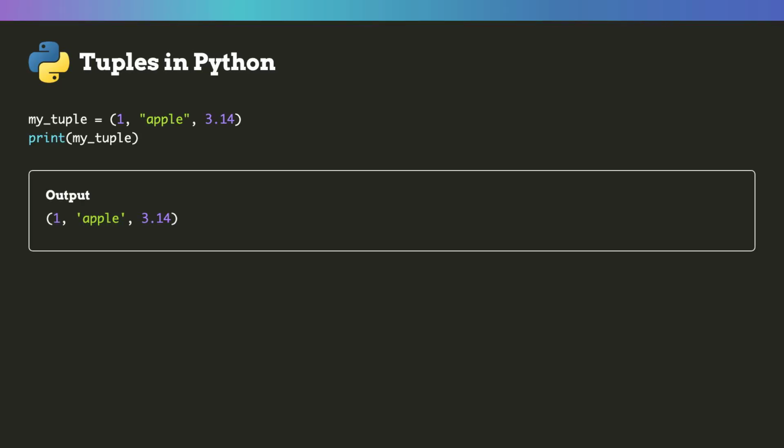Let's start by creating a tuple. Tuples are defined by enclosing elements in parentheses, separated by commas. The tuple mytuple contains an integer, a string, and a float. As with lists, the elements in a tuple can be of different data types.